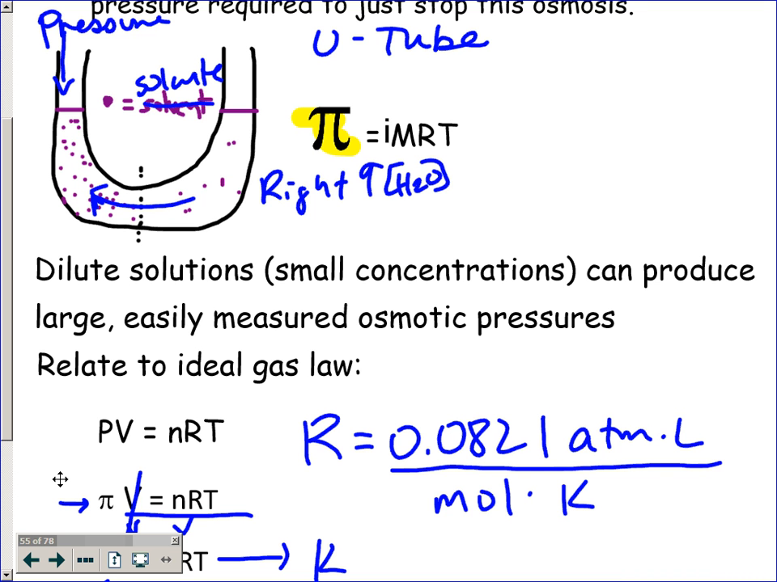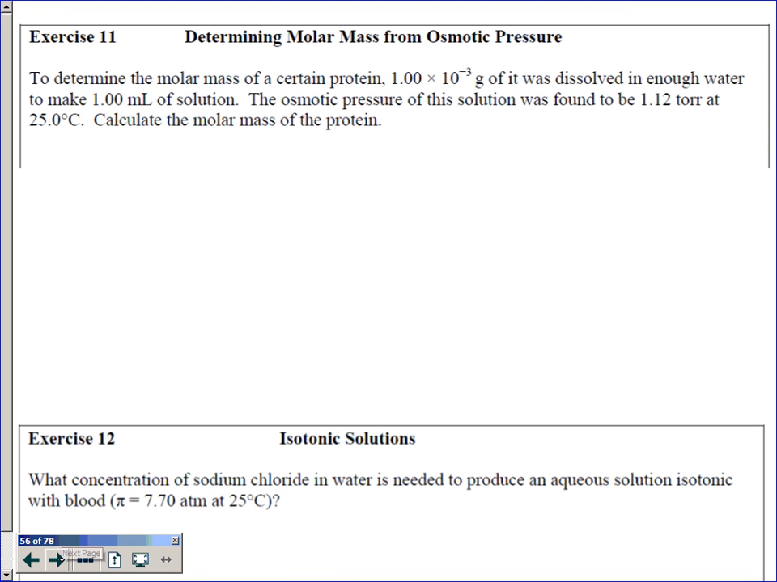Good. No one said 3.14. Yeah, i is called the van 't Hoff factor. It's in your notes from yesterday. It's the number of particles that things break into. Okay, determine the molar mass.